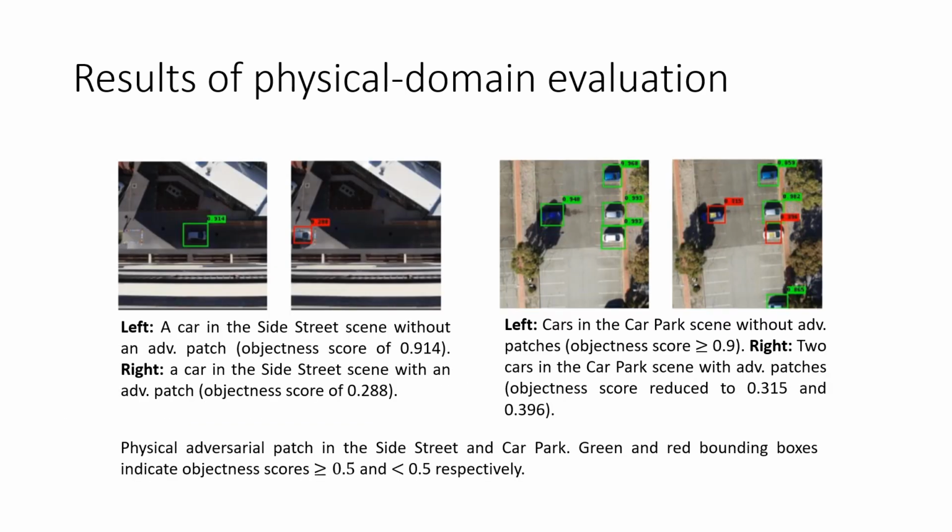Now comes the most exciting part of this presentation, seeing how well these patches perform in the real world. On the right, you can see how the objectness score drops from 0.914 to 0.288 when the car is surrounded with our off-patch design in the side street scene. On the left, you can see a pair of cars in the car park scene with our patches placed on the roof, which also significantly reduces the objectness score.